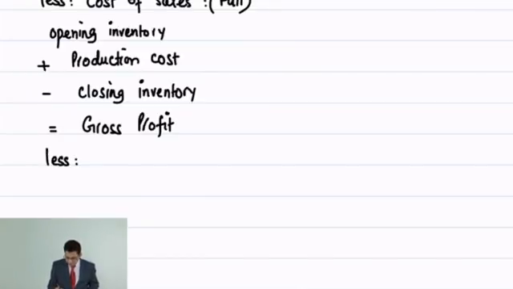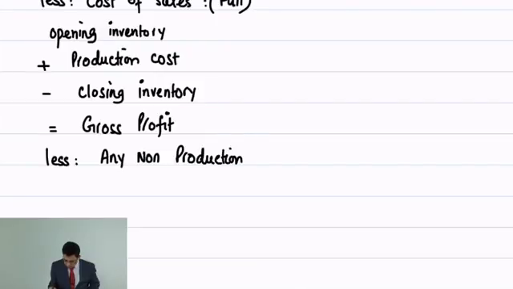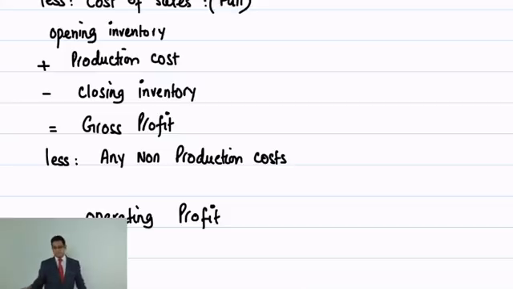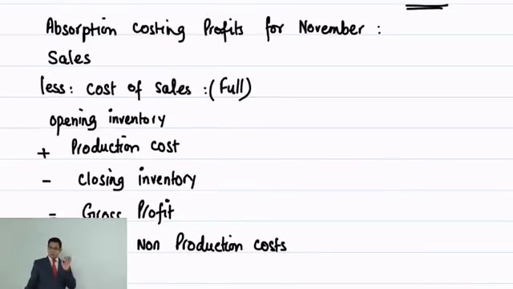Then we take away any non-production costs, and we arrive at operating profit. Okay, so far there is one more thing I'll explain at the end.